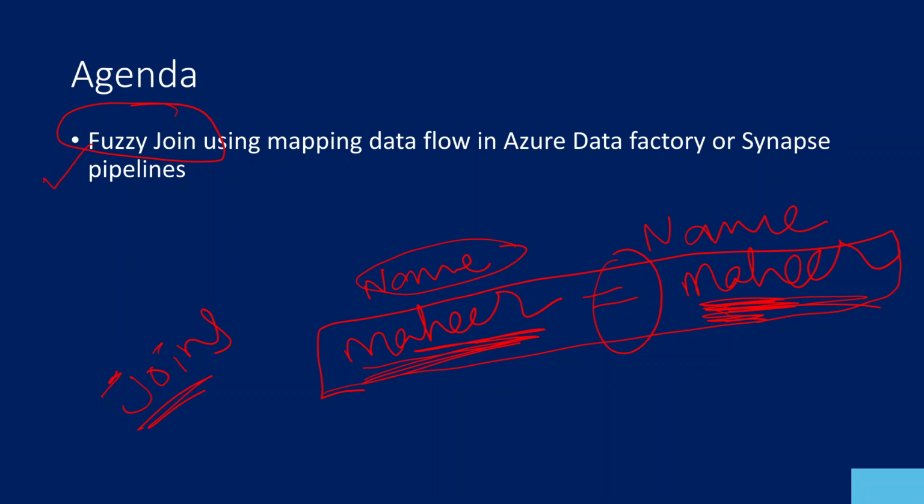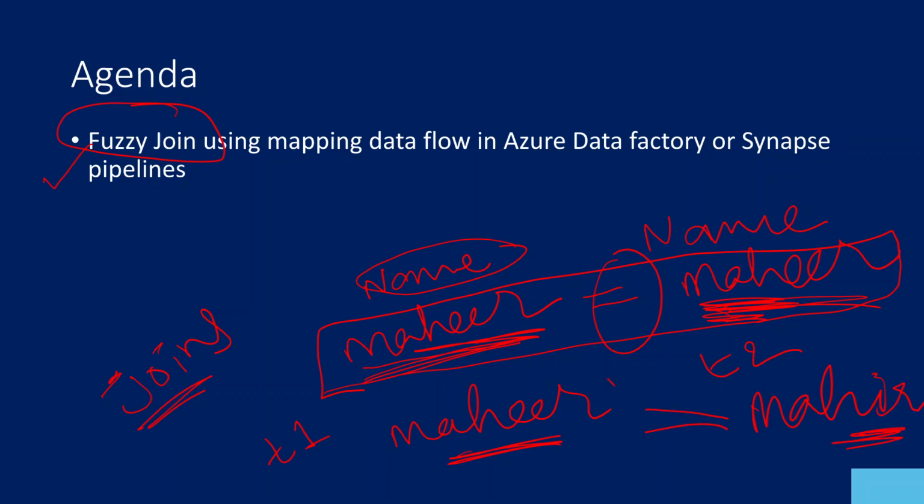Let's assume I have a value Mahir in one table, maybe table 1, and in table 2 I have a value like Maher, a small spelling difference. Still I want to get this data. Because both look almost the same, I still want to perform the match and get the data back. That is the case where you need to consider using fuzzy joins.